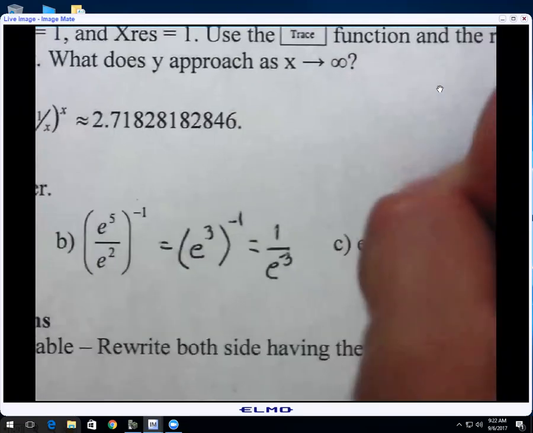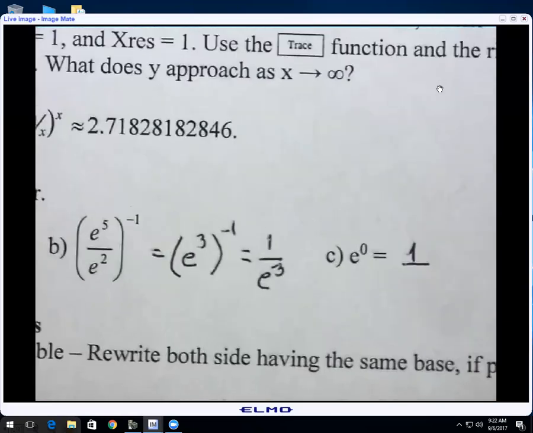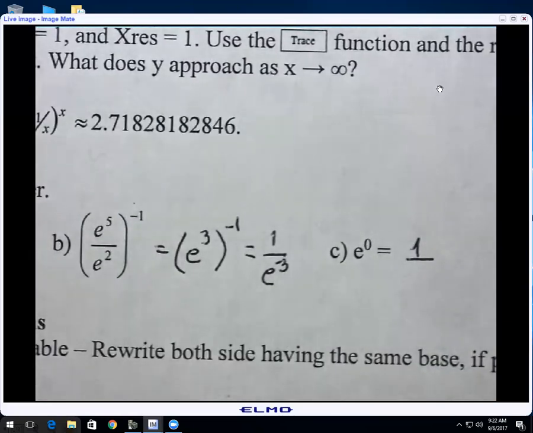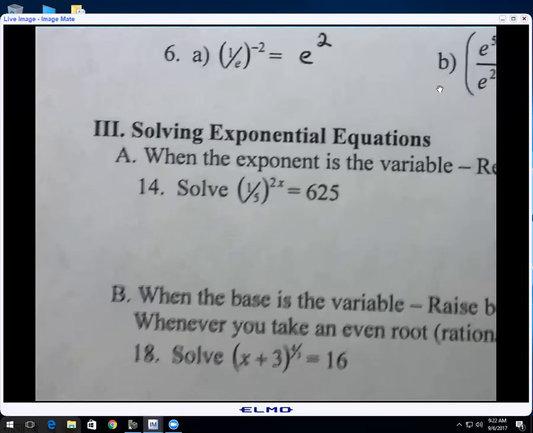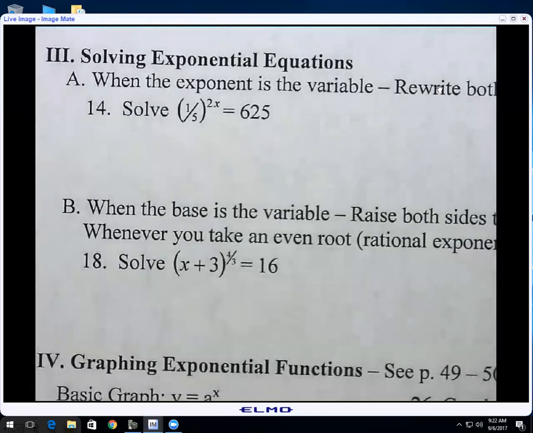I heard somebody say 0. Anything to the 0 is 1. So e to the 0 is 1. Nothing scary about e. e is not scary. The magical number. No. It is magical.